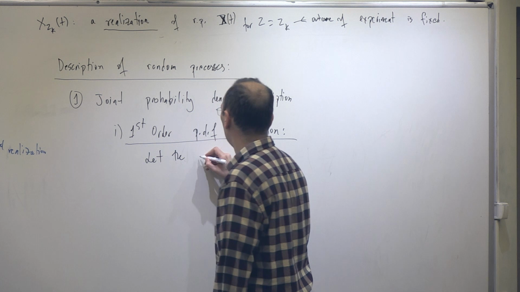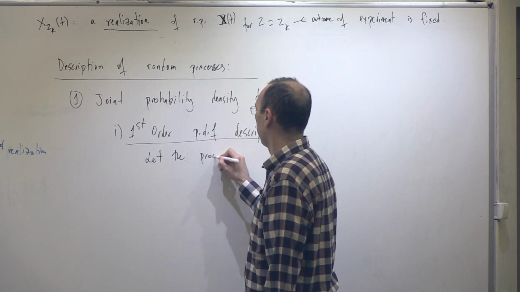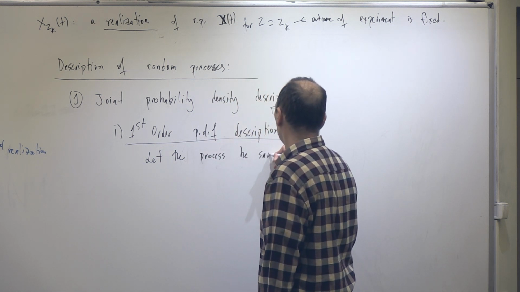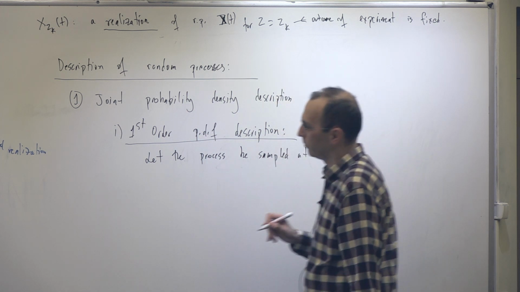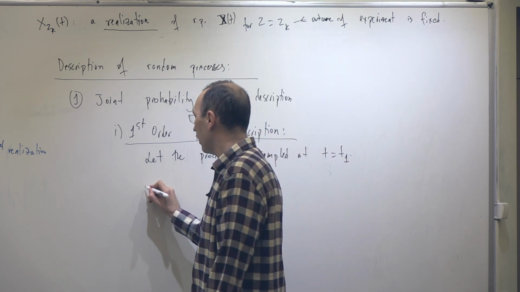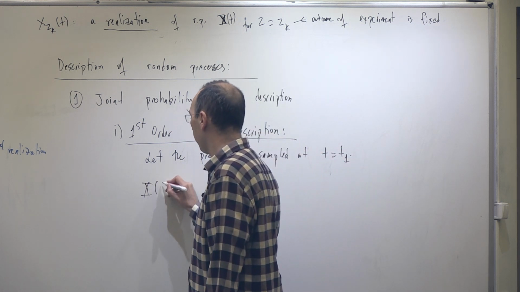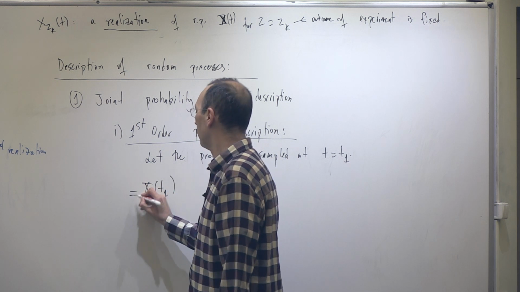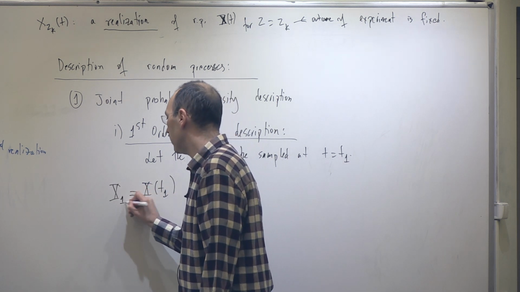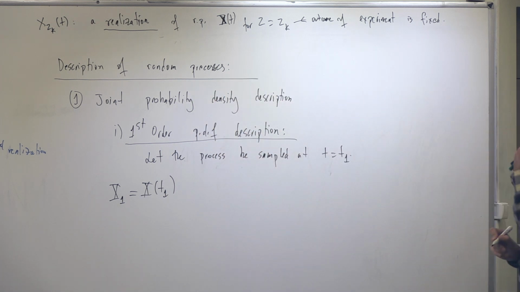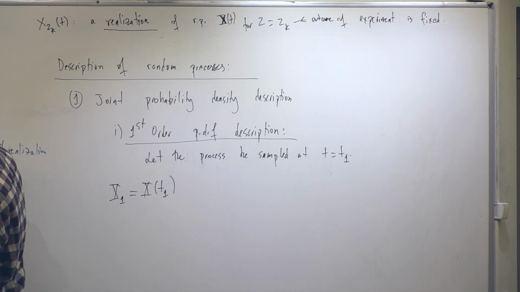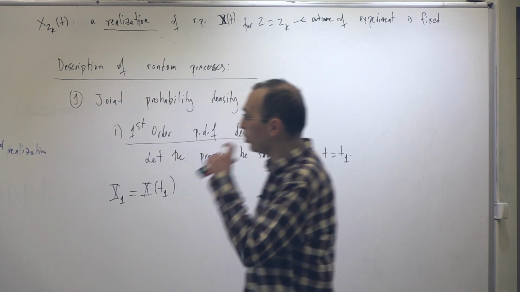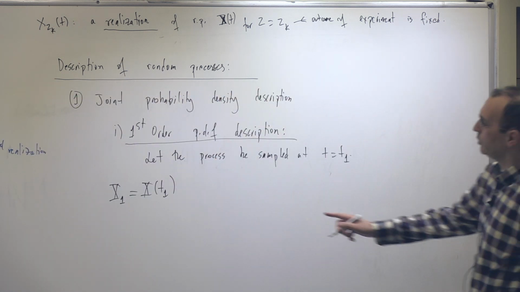Let the process be sampled at t is equal to t1. Okay. Then I have the following. X of t1 is equal to, let me write it for simplicity, x1. For example, t1 is over here. Let's say t1 is equal to, for simplicity, 3. At the third second, I sample this, t1 is equal to 3.